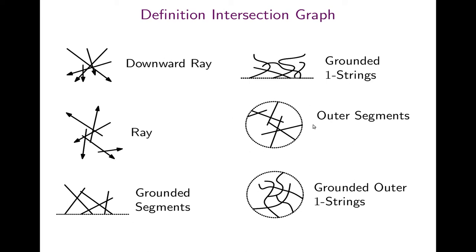Outer segments: all segments have one endpoint at the grounding circle, and they must be completely inside the circle. Okay, and they don't have two points on the ground circle. Grounded outer one strings are similar to the relation between grounded segments and grounded one strings. This is a generalization. Here we replace segments by one strings, and they again must be grounded. Okay, so these are all the objects we're considering in this talk.